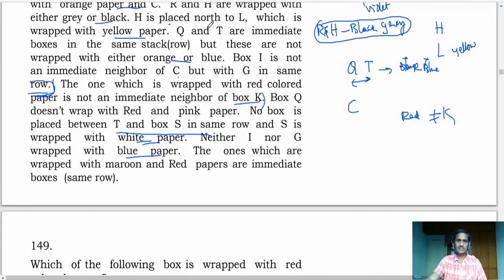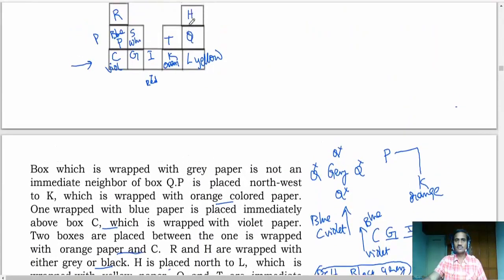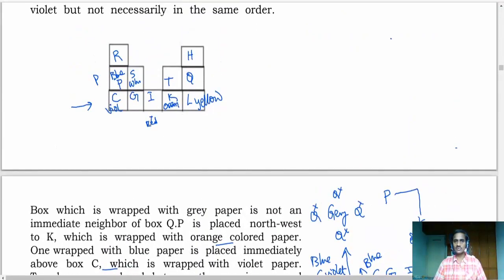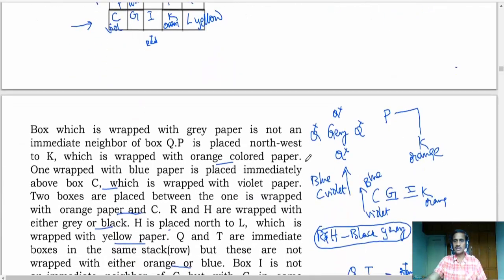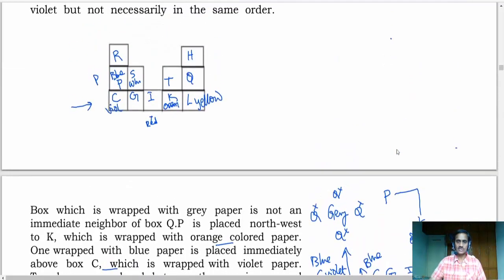And the ones wrapped with maroon and red are immediate boxes in the same row. Maroon and red should be next to each other. Among them, red cannot be here. In the same row we have maroon and red. No, T cannot be red, that is also given here. Right? So hence T and these two must be adjacent to each other. So if red is here, this must be maroon. Red and maroon are adjacent to each other. Red cannot be here. Now blue, violet, white, red, maroon, orange, yellow.